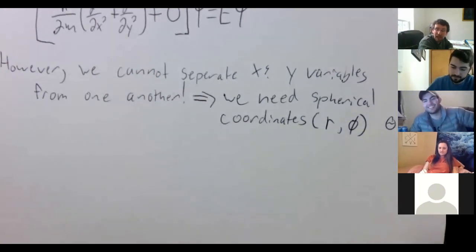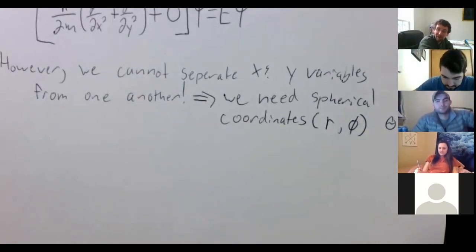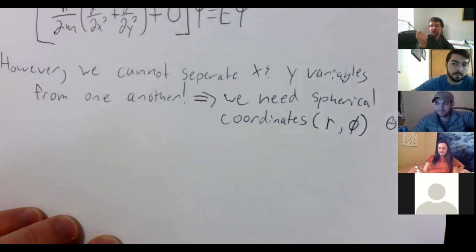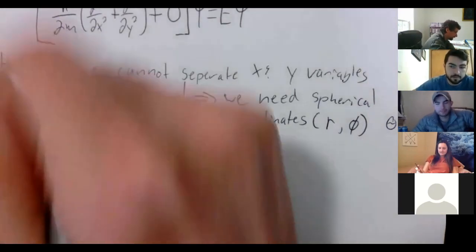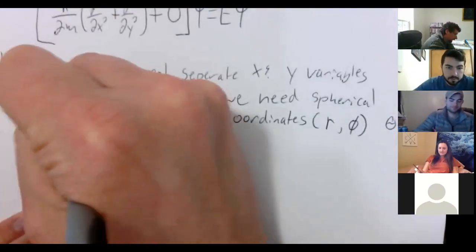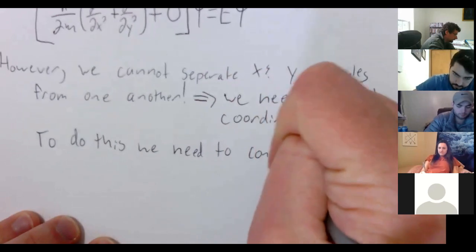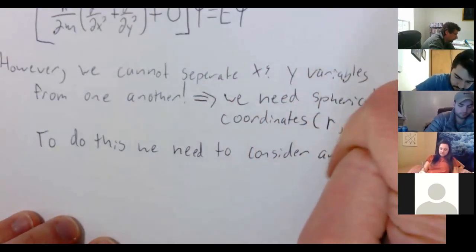Maddie said something about angular momentum, and we got to talk about angular momentum. So whenever you see something traveling in a circle, we can talk about it. So to do this, we need to consider angular momentum.